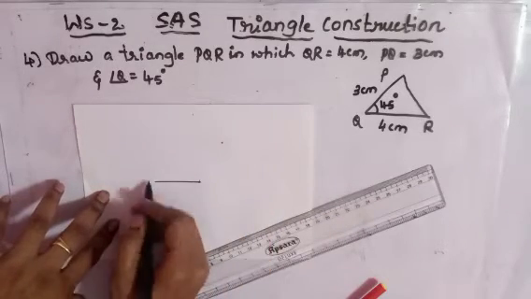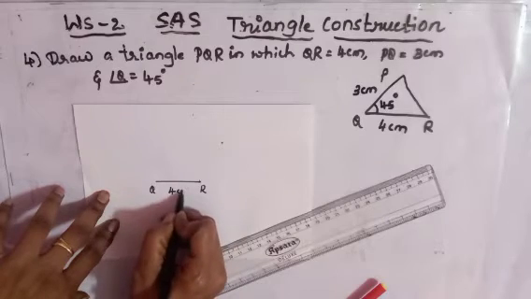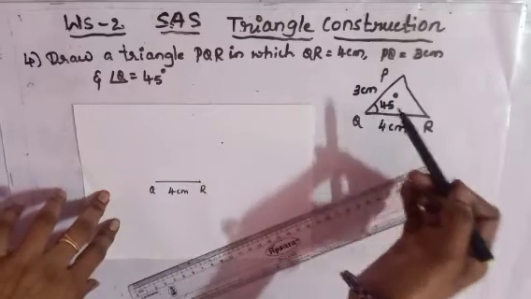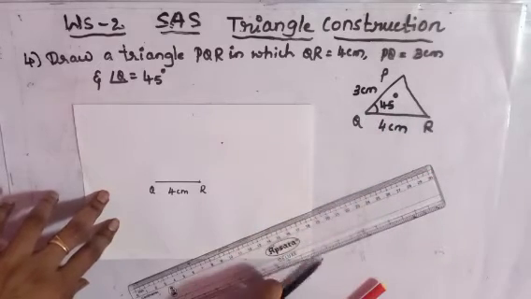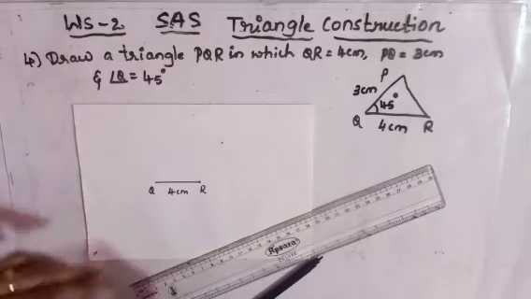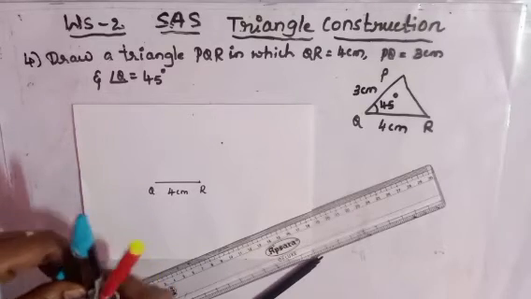QR is 4 centimeter. Right here, base QR is 4 centimeter. Next we want an angle of 45 degree. We have to construct an angle of 45 degree with the help of compass.